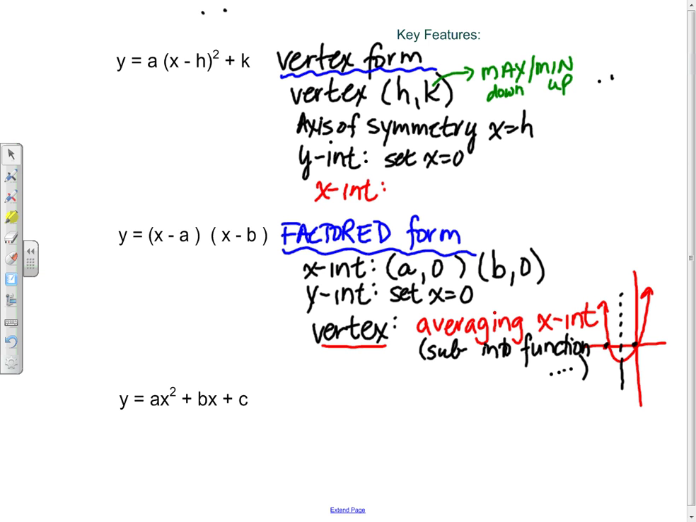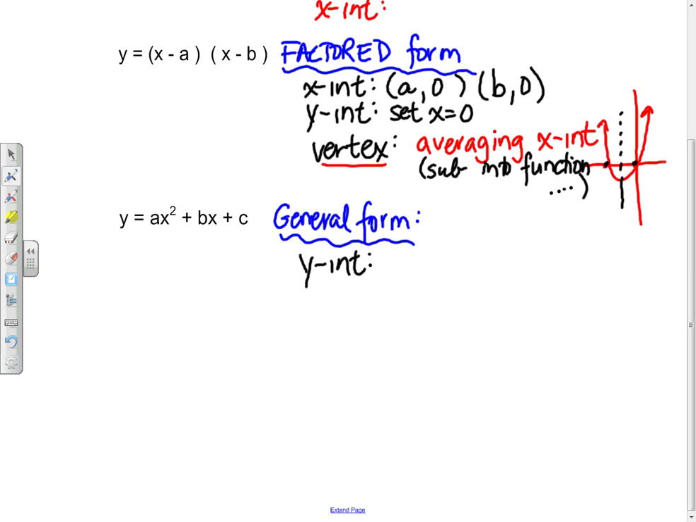Lastly, general form. Y equals ax squared plus bx plus c. The only thing that is immediately obvious in general form is the y-intercept. If we set x equal to 0, which is the way to find y-intercept, we would be left with just the c. And there we stop. All of the other key features are more difficult to find in this form, which means we need to alter it and put it into one of the other forms to find the key features.